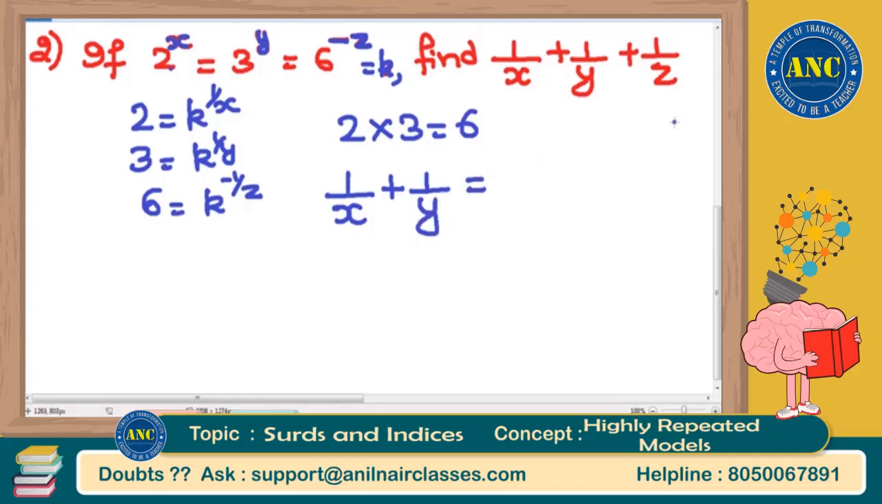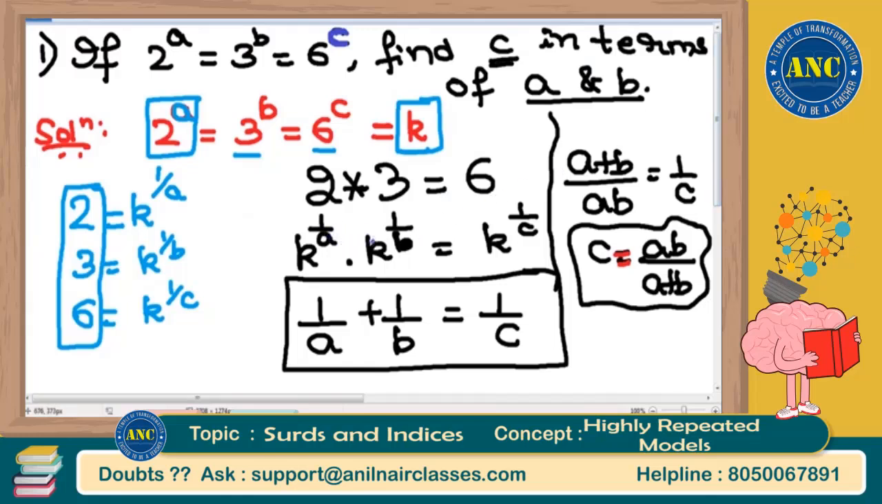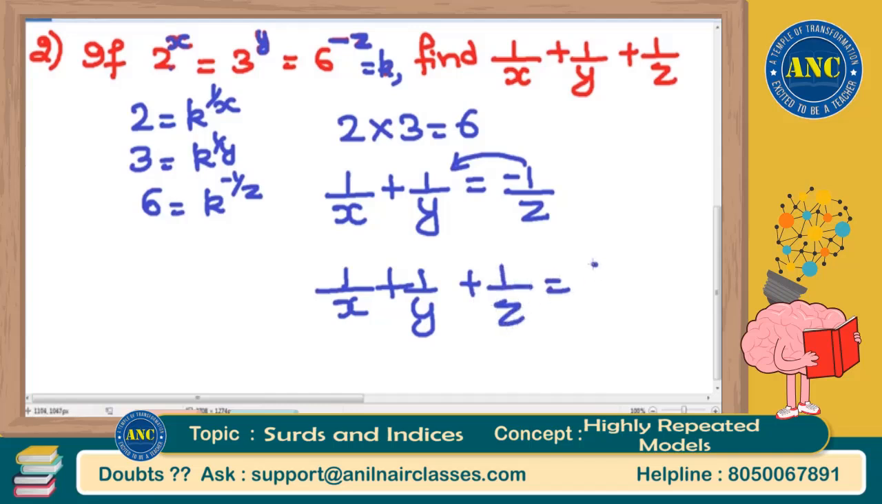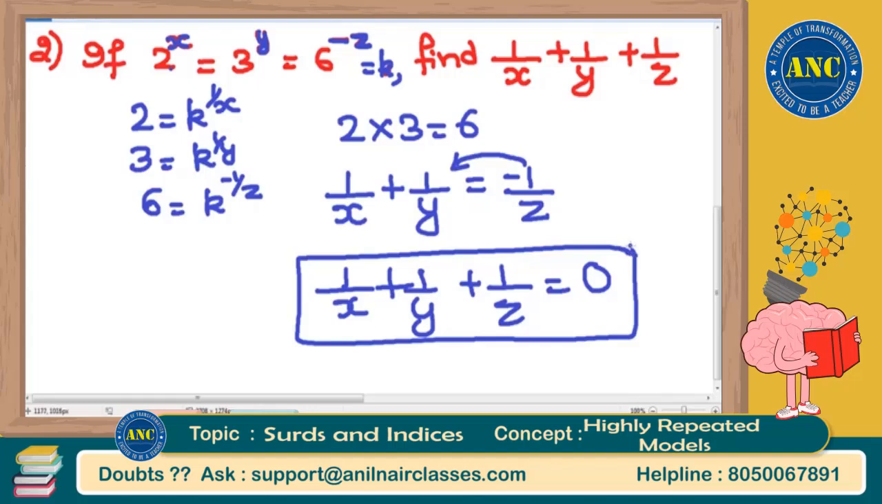If I put it on the left hand side, 1 by x and 1 by y, the powers will get added if I ignore the bases. Here also the power is minus 1 by z. Shift this minus 1 by z to the left hand side: 1 by x plus 1 by y plus 1 by z. This will give me value 0. The answer for this question is 0. Very, very easy question, once you understand the concept behind solving the questions.